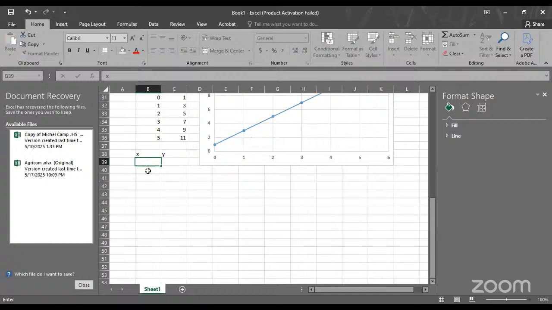So -2, -1, 0. Let me just make it 0, 1, 2, 3, 4, 5. Yep, I think. And then let me just use just here.